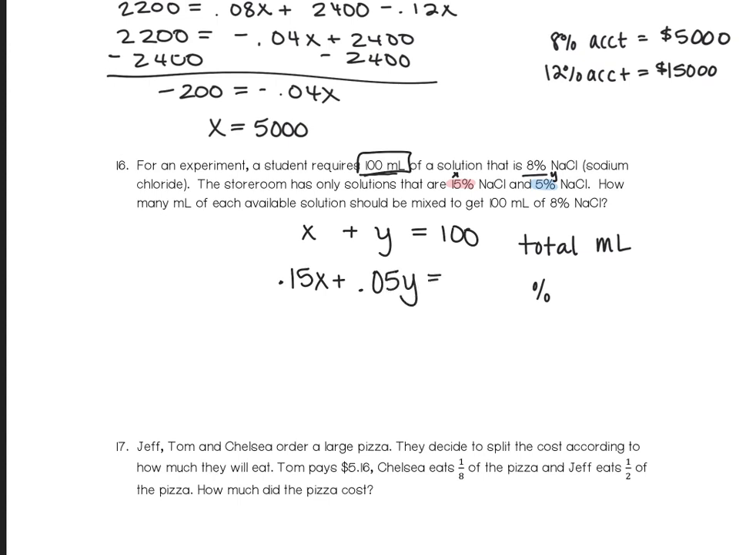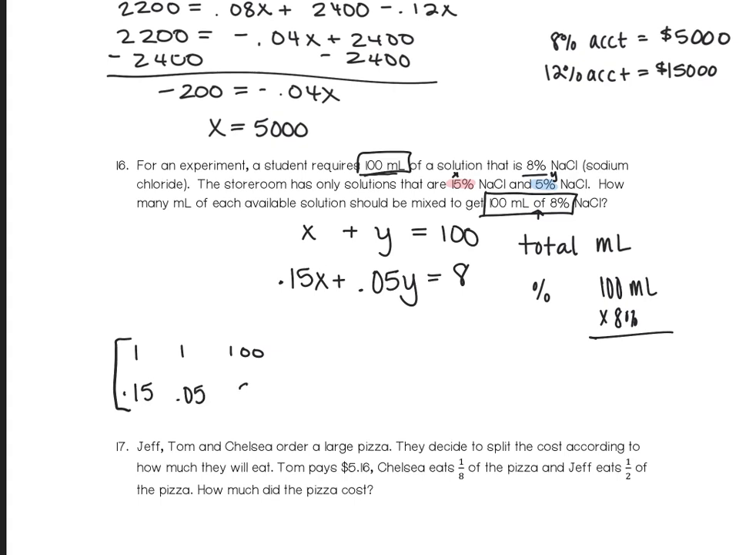The last line says how many milliliters of each available solution should be mixed to get 100 milliliters of 8%. So this right here, of in math means multiply. So the second total comes from the multiplication of 100 milliliters times 8%. And we would do 0.08, which ends up being 8. From here, we would write an augmented matrix and type that into Desmos. So it would be 1, 1, 100, 0.15, 0.05, 8.